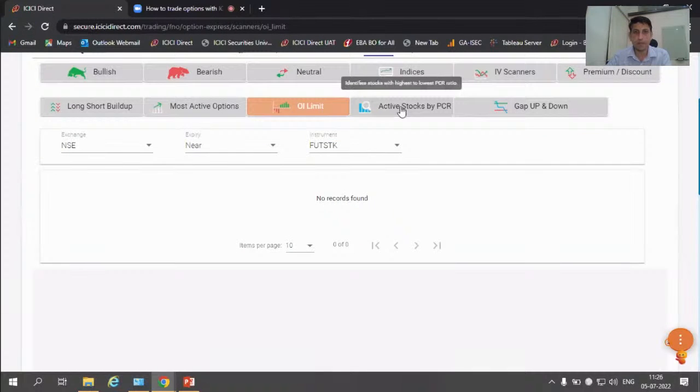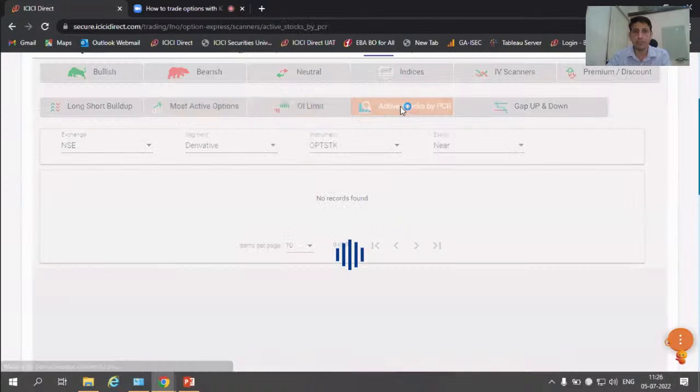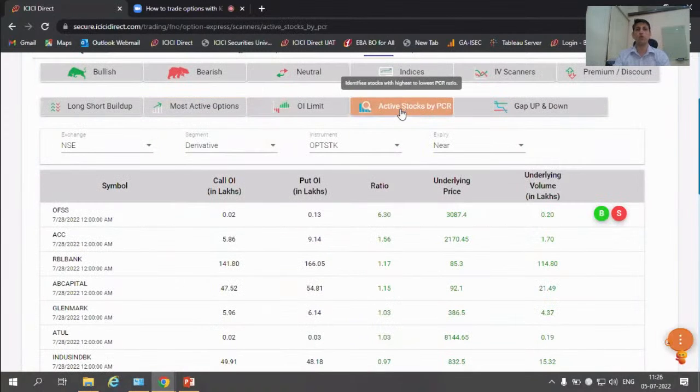Next is active stock by PCR. PCR is the put to call ratio. All you have to do is take the total of either the open interest or the volume in the option chain.